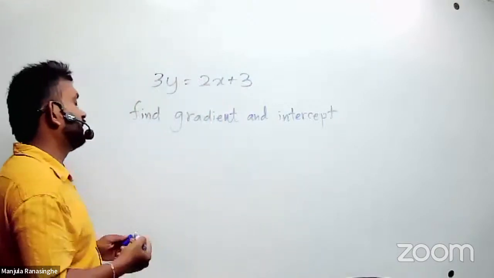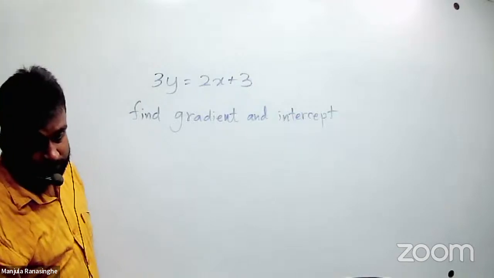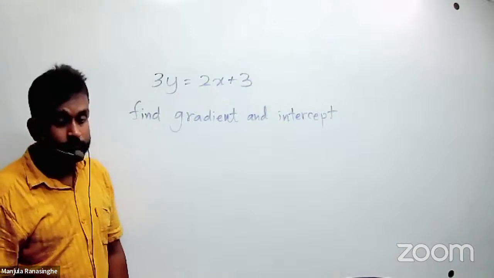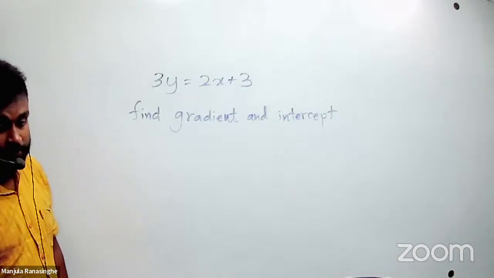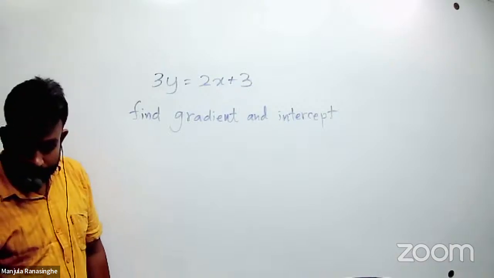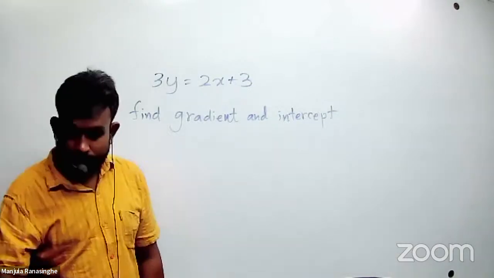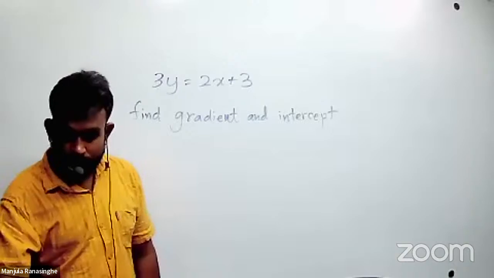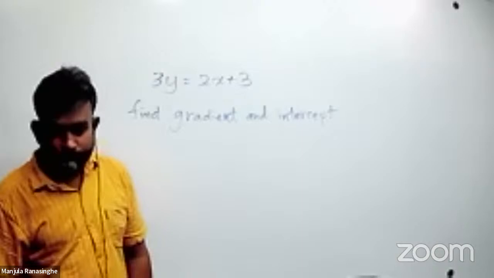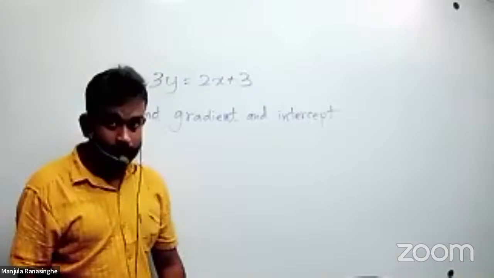Find the gradient and the intercept of the equation 3y equals x plus 3. Here, with 3y equal to x plus 3, y needs to be the subject.